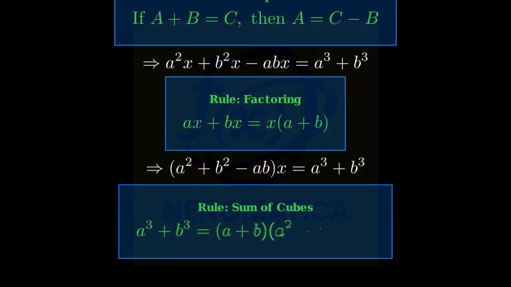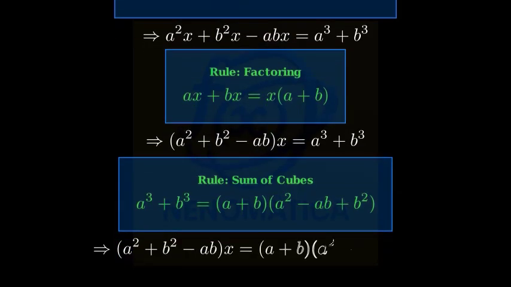Let's recognize that the right side can be factored using the formula for the sum of cubes. We know that a cubed plus b cubed equals (a plus b) times (a squared minus ab plus b squared).